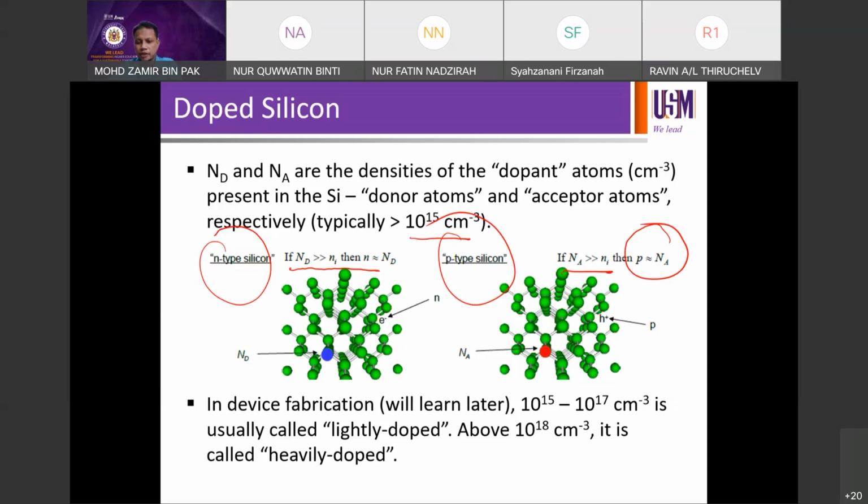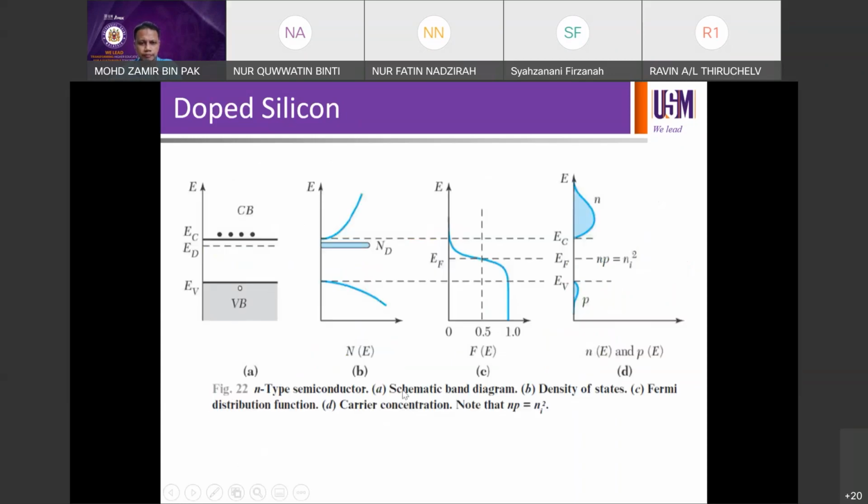So in device fabrication, the doping levels may range widely depending on the final devices, right? Some layers may need 10 to the 15, some may need up to 10 to the 19, some 10 to the 17, different combinations of doping levels. We're going to see that later on when we go into the second part.